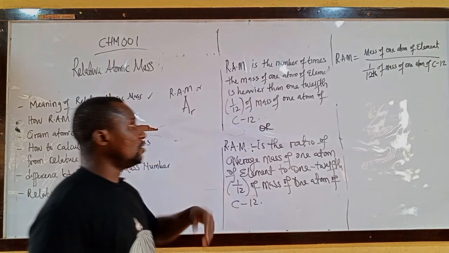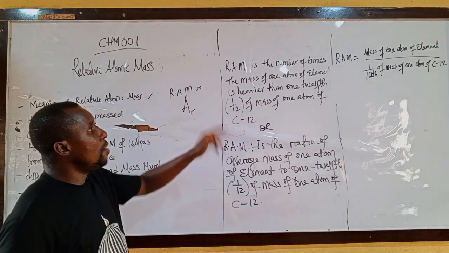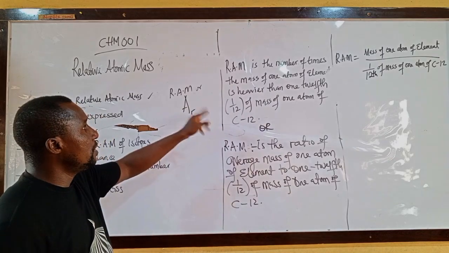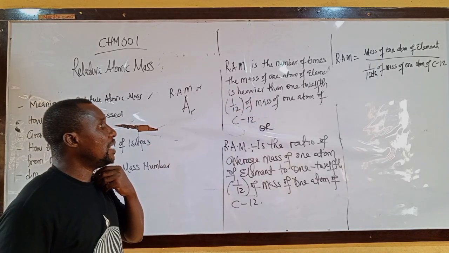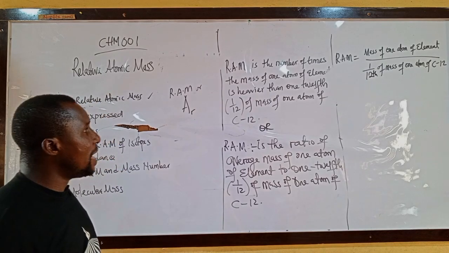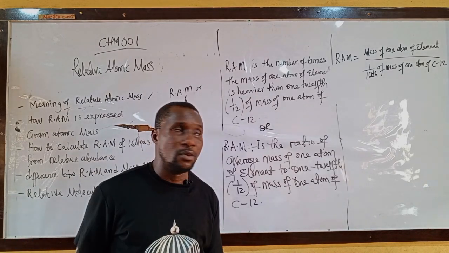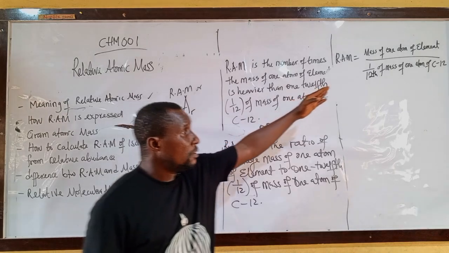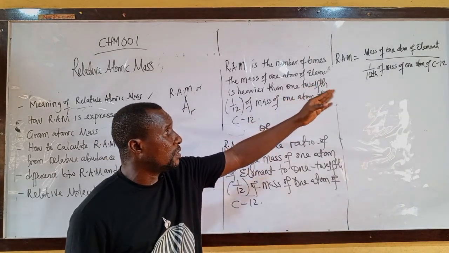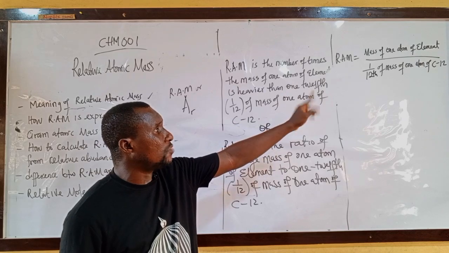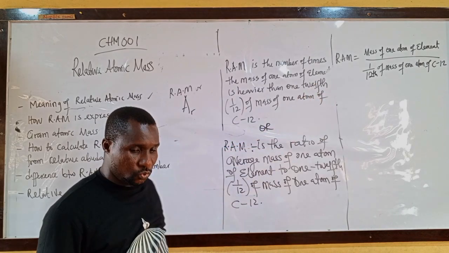Relative atomic mass is what? The number of times the mass of one atom of an element is heavier than 1/12 of mass of one atom of carbon 12. Mathematically, we have that relative atomic mass equals mass of one atom of an element over 1/12 of mass of one atom of carbon 12.